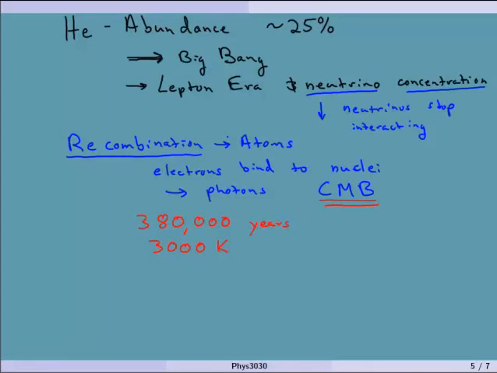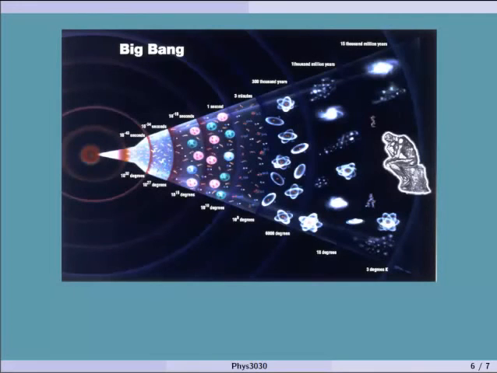Now, let's have a little picture here. Here's that 10 to the negative 43 seconds. We don't know really what happens after there. And this is sort of the different eras of what's going on. Okay. And then at this 300,000 years, look at these times, right? We're talking about 10 to the negative 34, 10 to the negative 10, 1 second, 3 minutes.